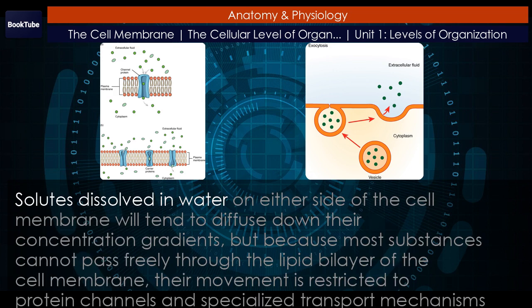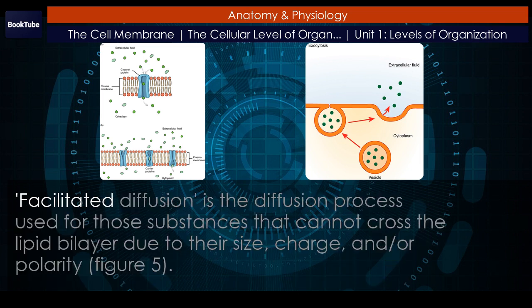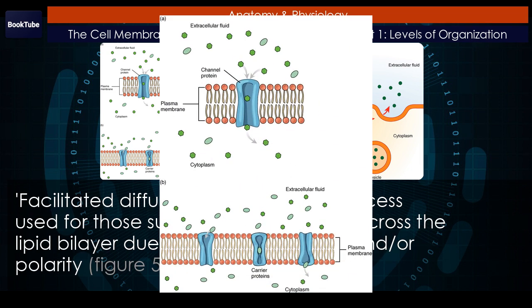Solutes dissolved in water on either side of the cell membrane will tend to diffuse down their concentration gradients. But because most substances cannot pass freely through the lipid bilayer of the cell membrane, their movement is restricted to protein channels and specialized transport mechanisms in the membrane. Facilitated diffusion is the diffusion process used for those substances that cannot cross the lipid bilayer due to their size, charge, and/or polarity. Figure 5.